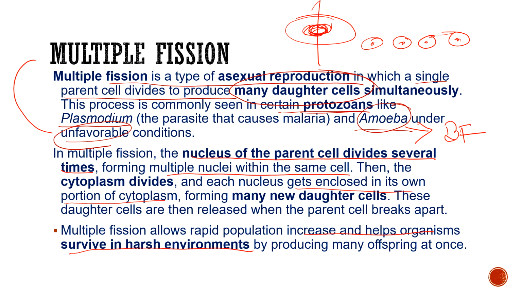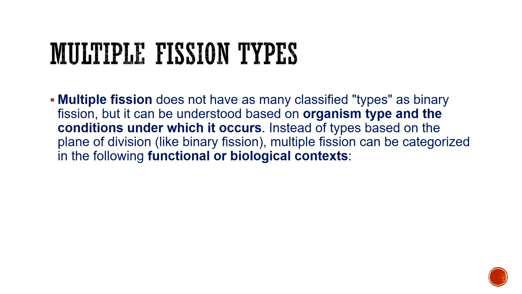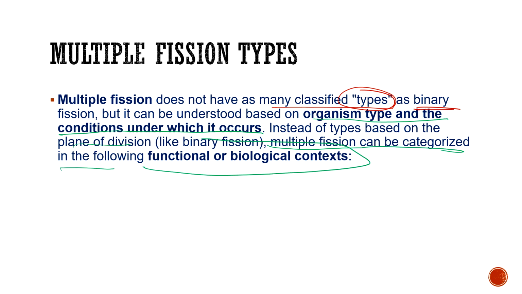So what are the types of multiple fission? Multiple fission does not have as many classified types as binary fission, but it can be understood based on the organism type and the conditions under which it occurs. Instead of types based on the plane of division, multiple fission can be categorized in functional or biological contexts. Let us see that.